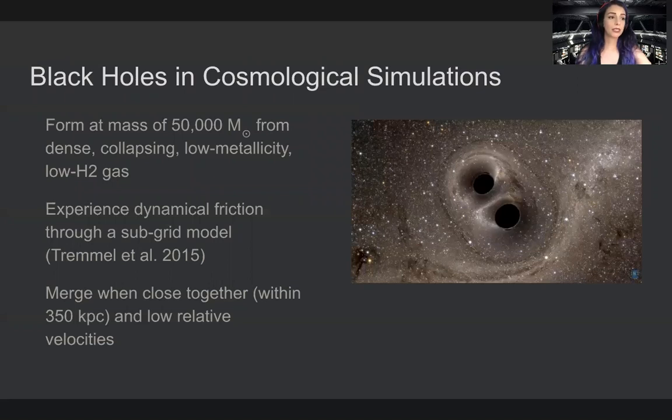The black hole particles experience dynamical friction via a subgrid model as described by Tremmel 2015. Black hole particles merge when they become close together in space, about 350 parsecs, and have low relative velocities to ensure they are not whooshing past each other, but are approximately gravitationally bound. 350 parsecs is not close if you're a black hole. There's a lot of physics that happens to get the black holes from this point to coalescence, but the simulation's limited resolution can't capture it. This is where my research comes in, where I am able to account for the physics involved.